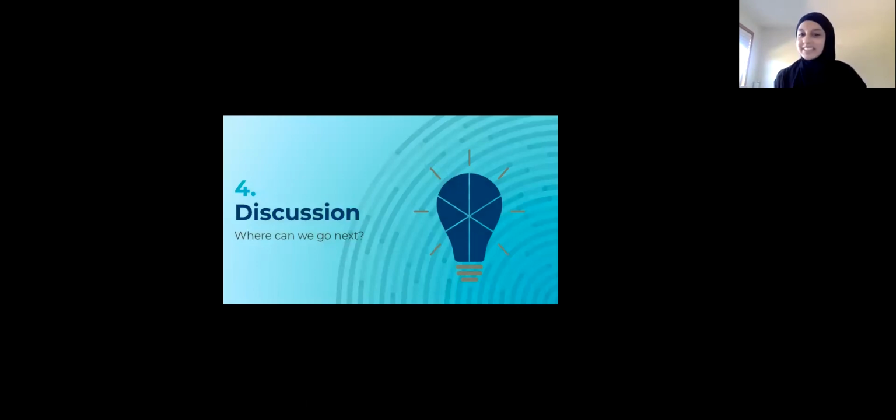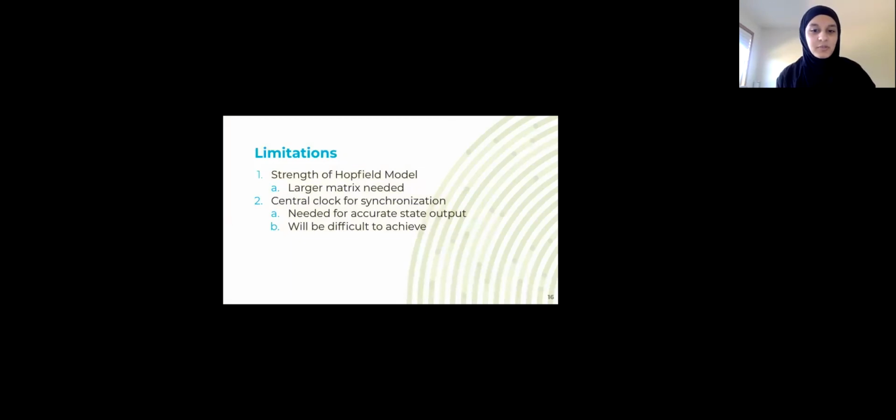So let's go to the discussion. Where can we go next? Before we get too ahead, there are a few limitations in the study. In order to accurately predict the strength of the Hopfield model, a larger matrix and data set are needed to observe if overload affects network performance. Additionally, a central clock will need to be designed to maintain synchronization of units for accurate outputs of states in memory retrieval. This endeavor will be especially difficult as it is currently unknown how this clock could be implemented in the brain.